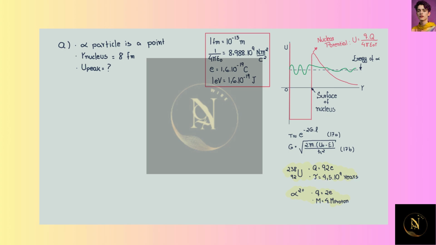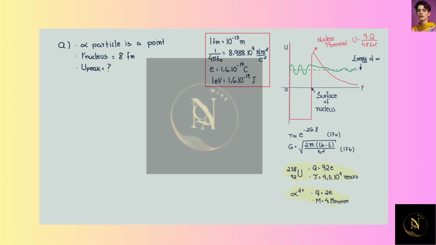We begin this question by solving the first item. In that item, we have to assume that the alpha particle is a point particle, that the nucleus has 8 femtometers of radius, and then we have to evaluate what is the peak of the potential barrier. For that, we have to use this expression that the problem gave us of the potential as a function of the radius. As we want to evaluate what is the potential at the peak, we have to calculate what is the value of U when the radius is equal to the radius of the nucleus, since this maximum happens precisely at the surface of the nucleus.